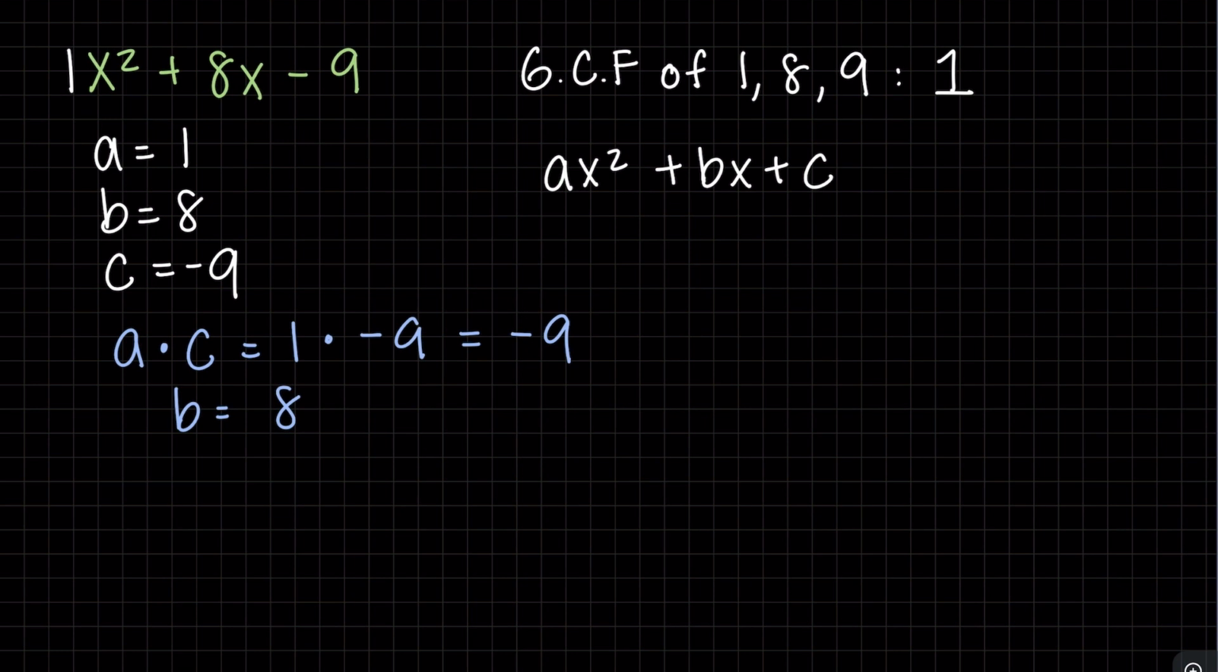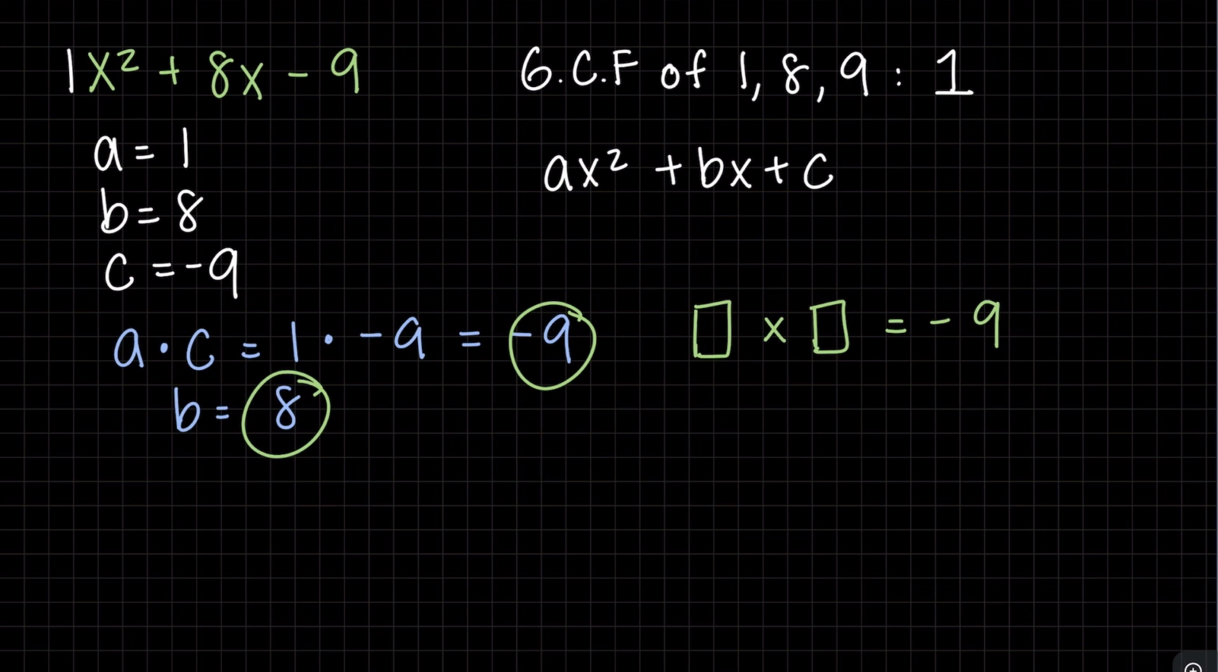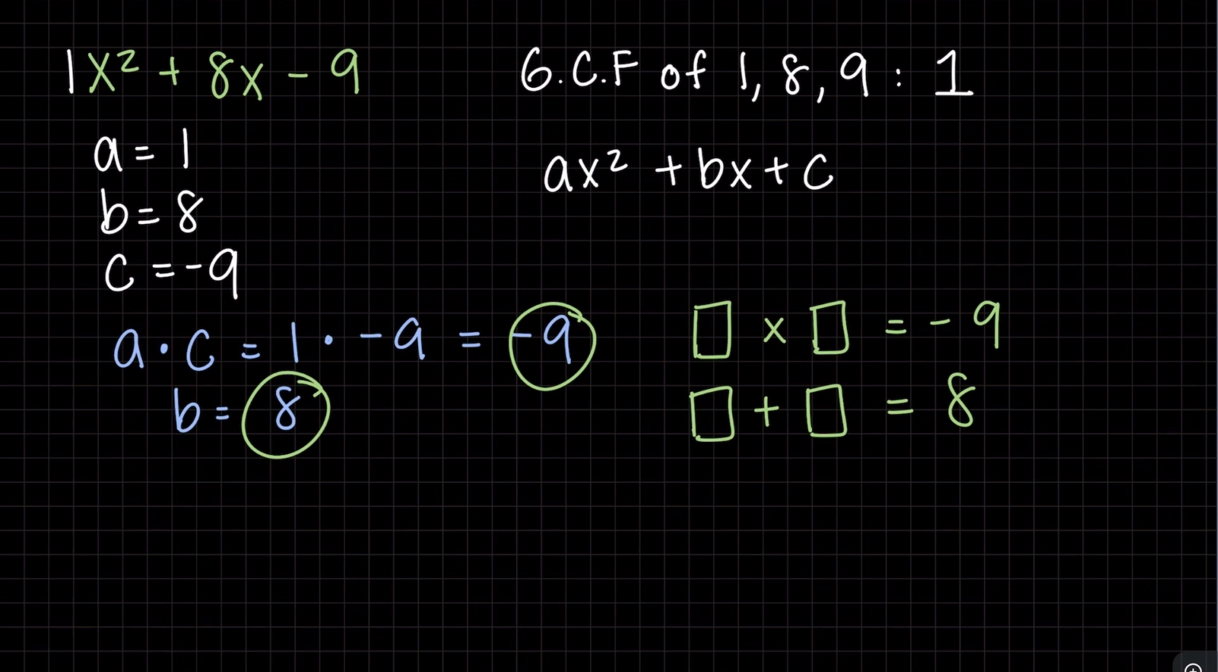Now I'm going to ask myself, what two numbers multiplied together will give me negative 9, but those exact two numbers, when added together, will give me positive 8? So those two numbers would be negative 1 and 9, because negative 1 times 9 is negative 9, and negative 1 plus 9 is positive 8.